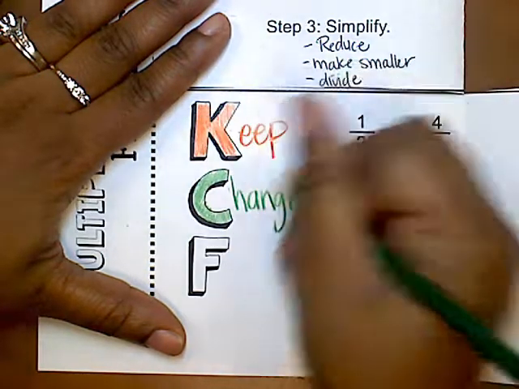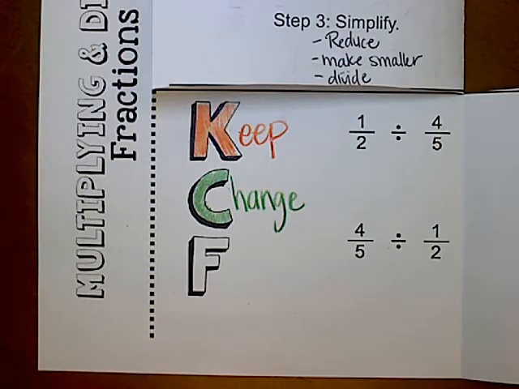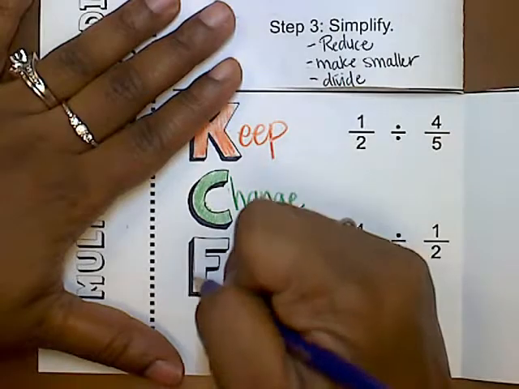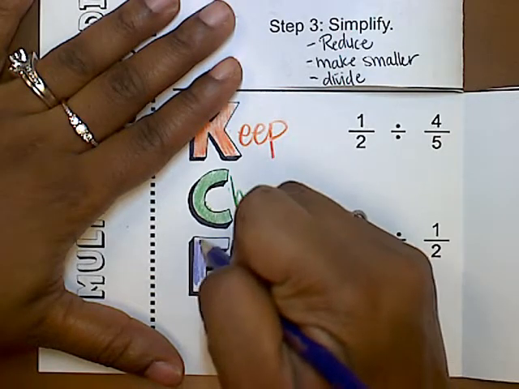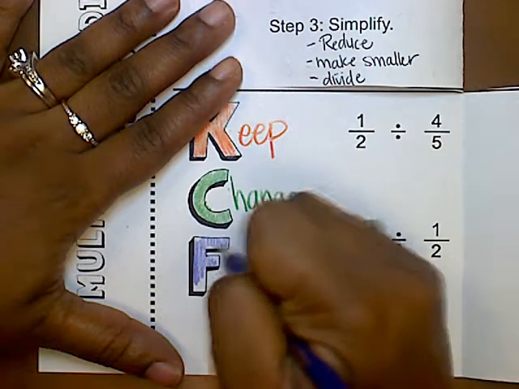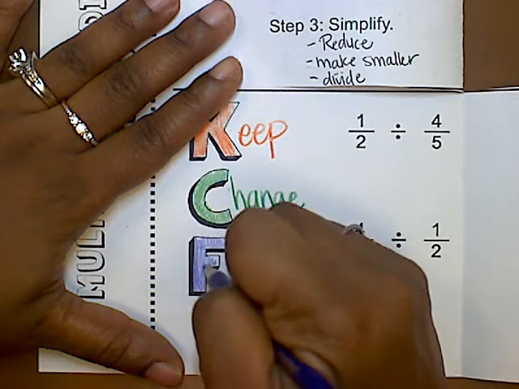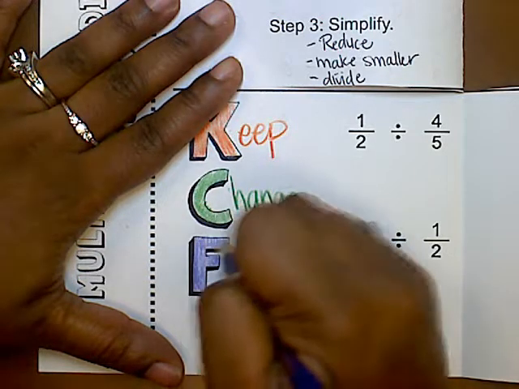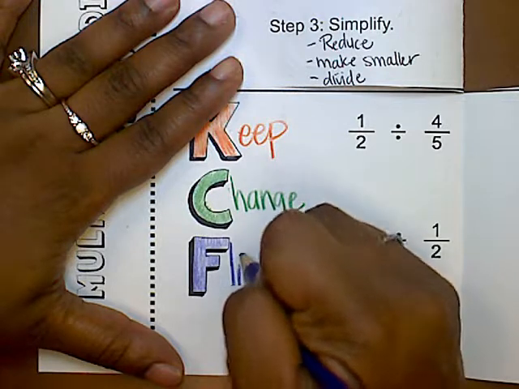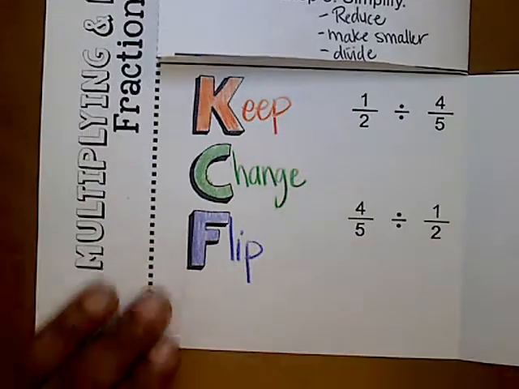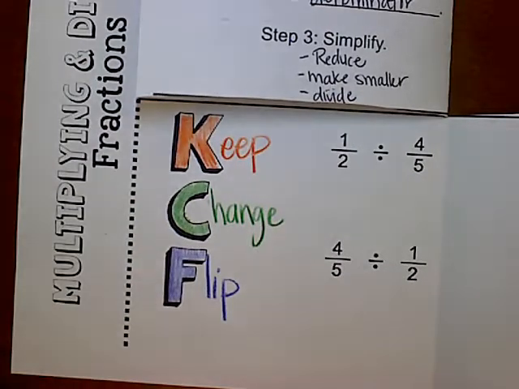Remember, we're changing that division to multiplication. And then the last one is flip. Flipping that second fraction upside down, or using the reciprocal as the correct math term would be. Okay? So keep, change, flip. So let's practice.